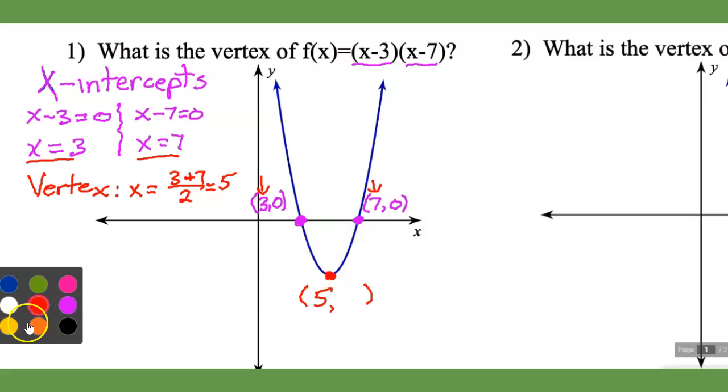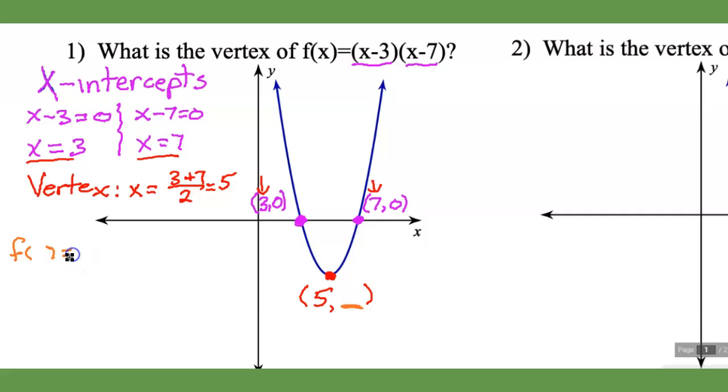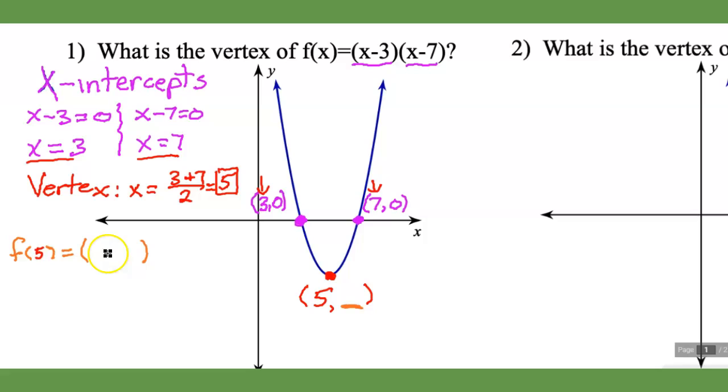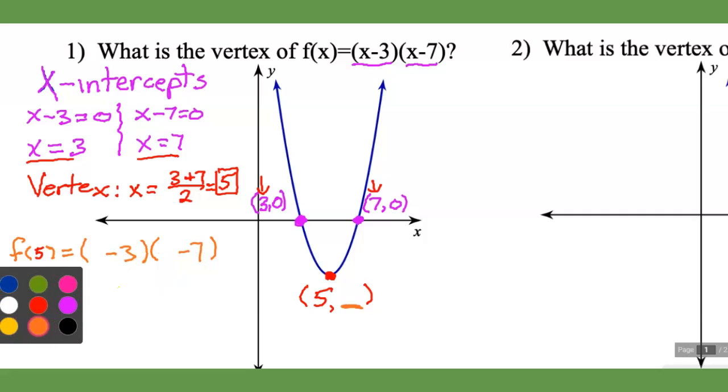Now, step 3 is to find out, well, what's the y-coordinate here? So we have the equation, and what I'm going to do is find out what the y value is when x equals 5. So we take whatever answer we got from the last step, in this case 5, and we're going to evaluate it at that number. We have x minus 3, x minus 7, and I'm going to be evaluating at 5.